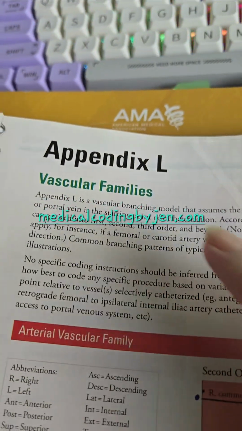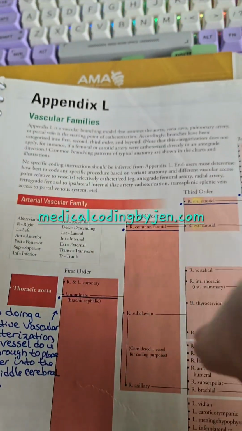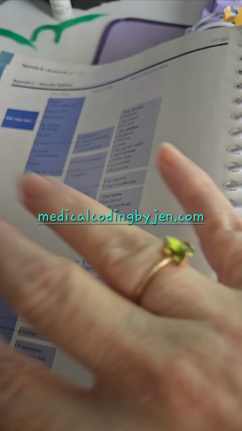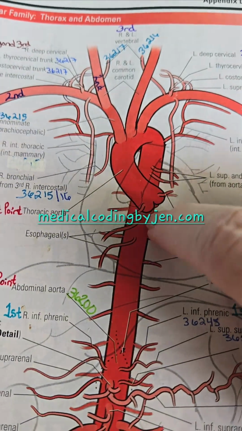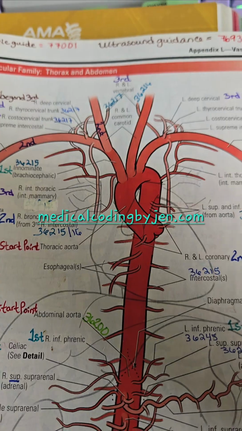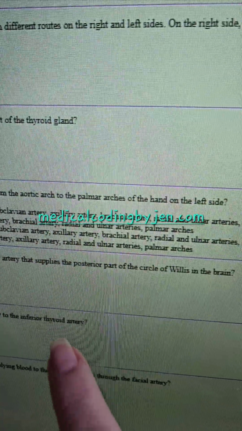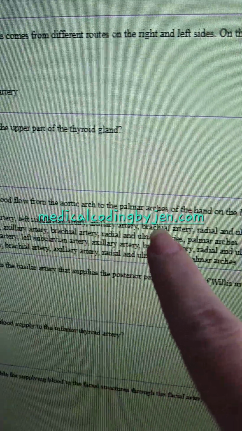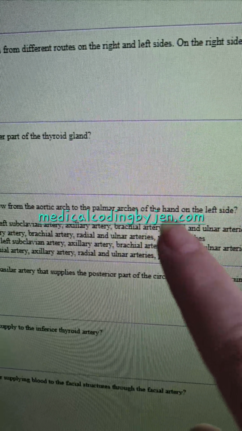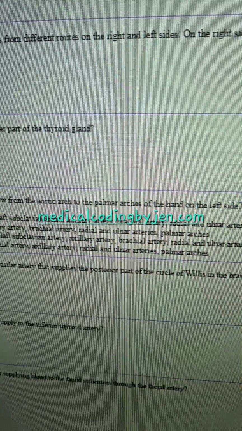Here's our Appendix L. One vital thing is this is arteries because it's red, right? And then when you get to the blues, those are veins and ventricular. You know we're going to be in arteries because we're starting off with the aortic arch, right? One clue in our question is it's talking about the hands. So we just need to find our picture with our hands.